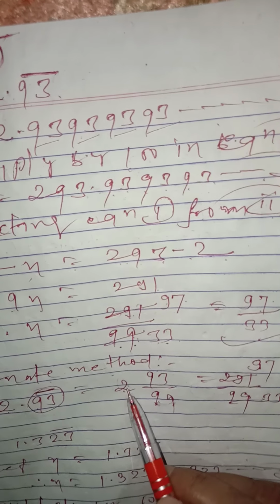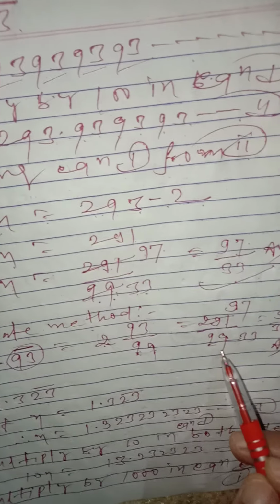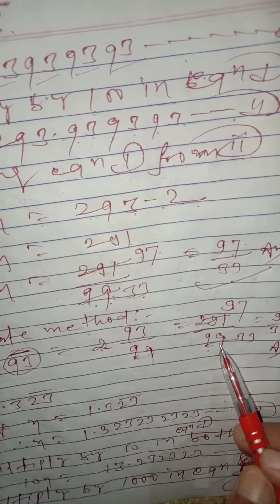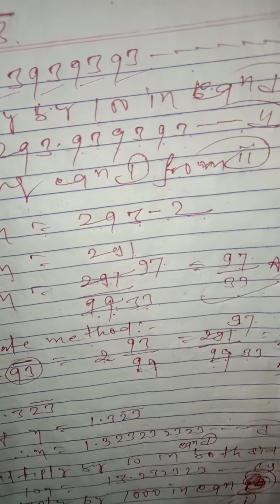So 99 times 2 is 198, plus 93 equals 291/99. 291 and 99 are both divisible by 3: 97 and 33. So it equals 97/33. Answer.